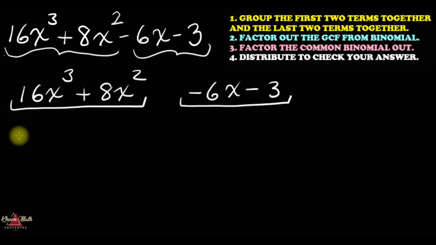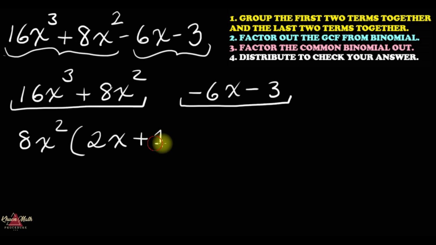So the greatest common factor for this group is going to be 8x squared, so we're going to pull that out. Okay, so 8x squared goes into 16x cubed 2x times. And then 8x squared goes into 8x squared 1 time. So 8x squared times 1 is 8x squared. Now over here, your greatest common factor is negative 3. And when you pull out negative 3, you're left with 2x plus 1.